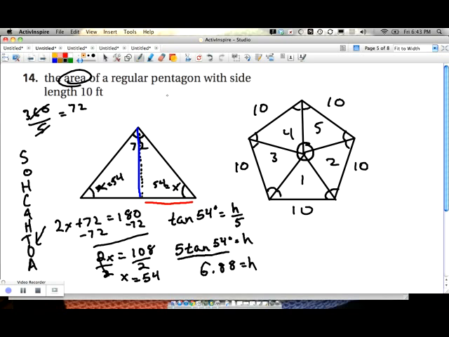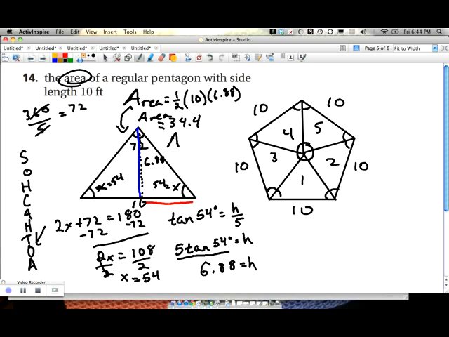6.88. Now if I wanted to figure out the area of one triangle, the area of this triangle, it's going to be 1/2 the base times the height. I know that the height is 6.88 and the base is 10. So it's 1/2 10 times 6.88. If I were to multiply that out, it would be the same as 5 times 6.88 or 10 times 6.88 divided by 2, which is going to be 34.4.